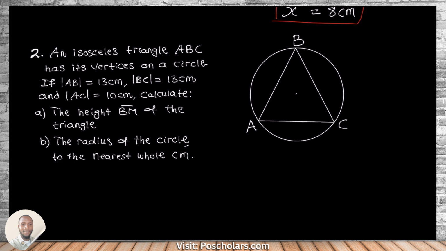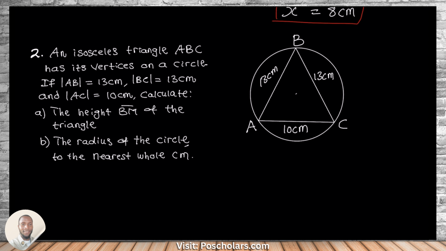Now the question says side AB is equal to 13 centimeter. So let's label it 13 centimeter, right? BC is also 13 centimeter. This is BC, 13 centimeter, and AC is 10 centimeter. The question now says calculate the height BM of the triangle.